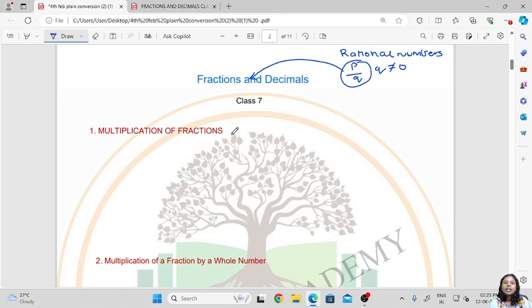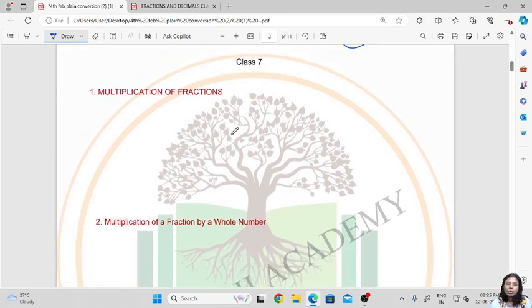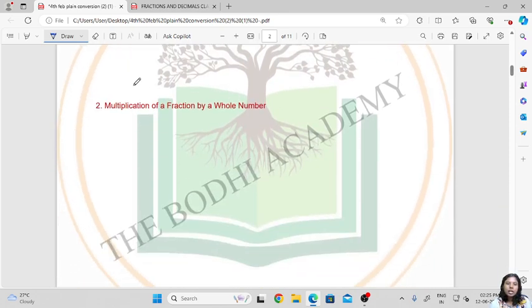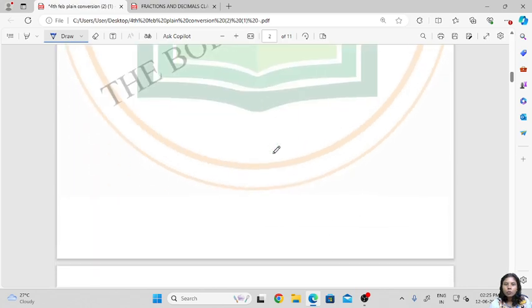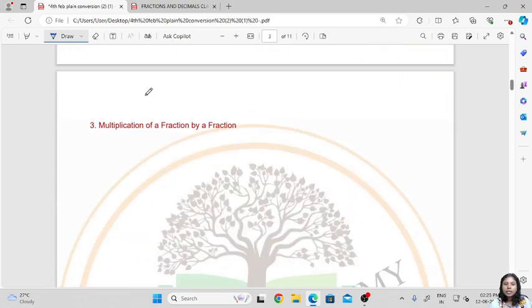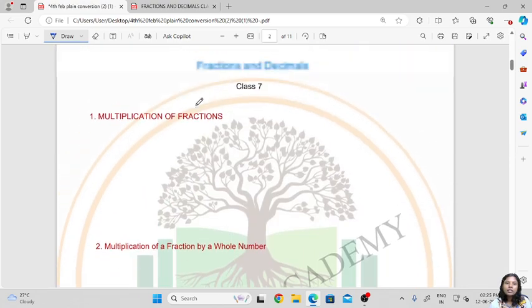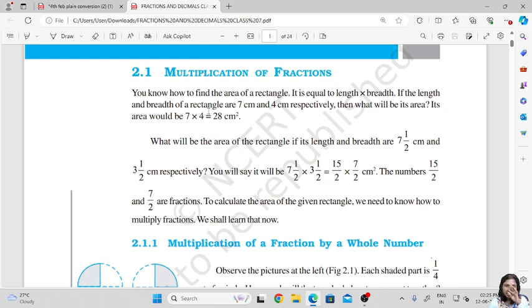So in this chapter we'll see how to multiply fractions: multiplication of a fraction by a whole number, and multiplication of a fraction by another fraction. So let's start with multiplication of fractions.